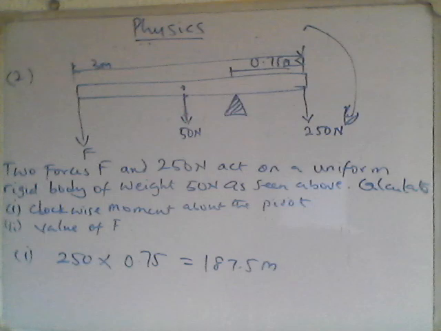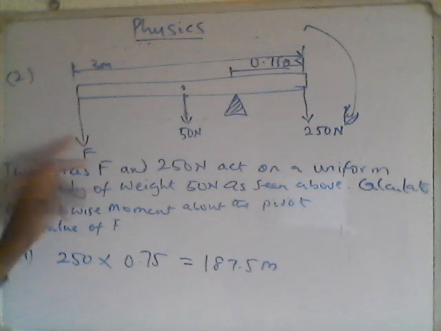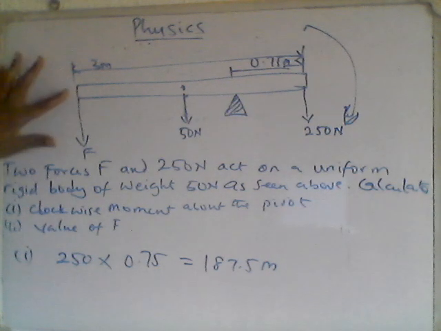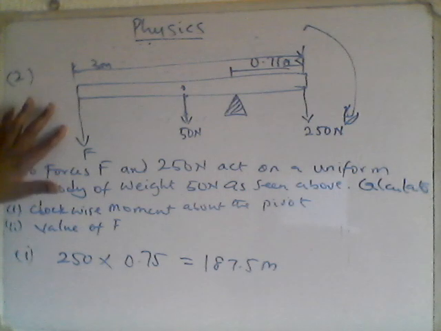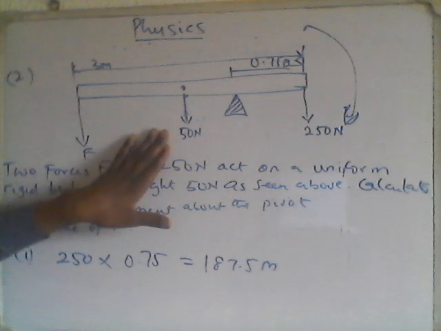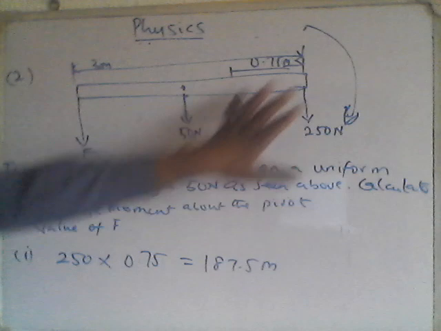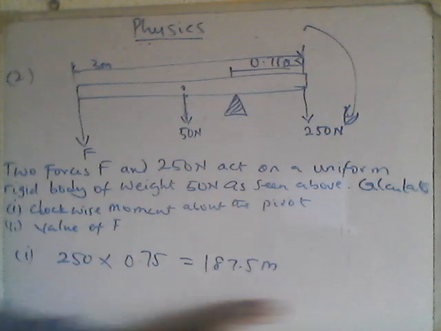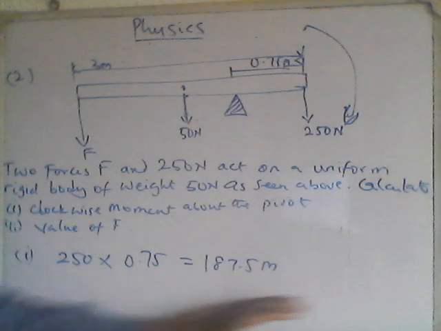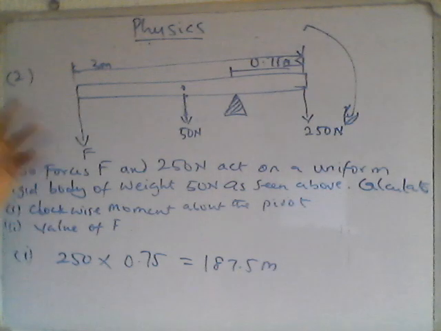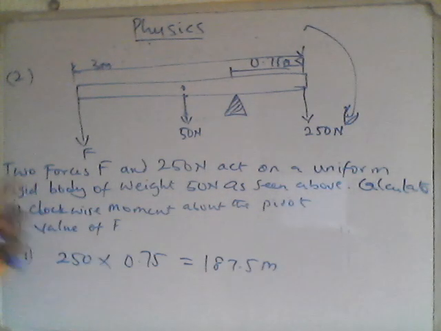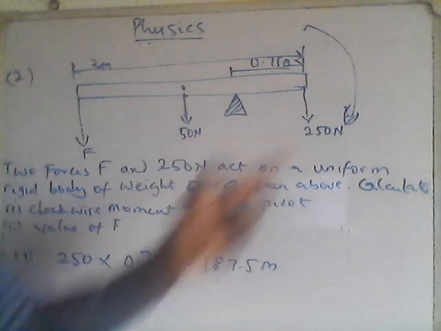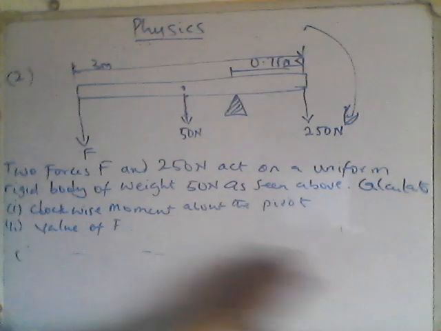The value of F will come from the moment experienced by F, and the moment experienced by the 50 will be equal to the moment experienced by this. This first one is already the clockwise moment, so F is part of an anti-clockwise moment. We're going to sum all the anti-clockwise moments and equate it to the clockwise moment. Let me put it on the board so I can get perspective.